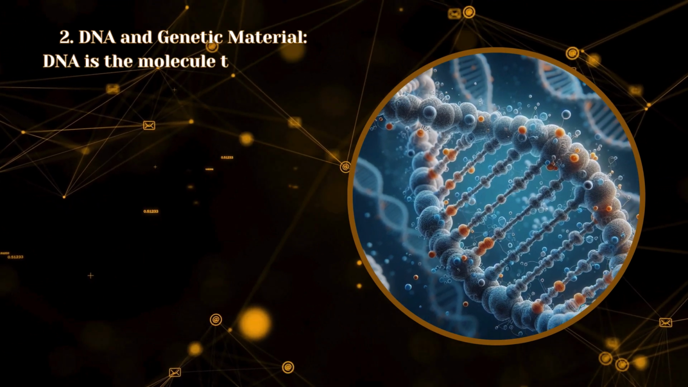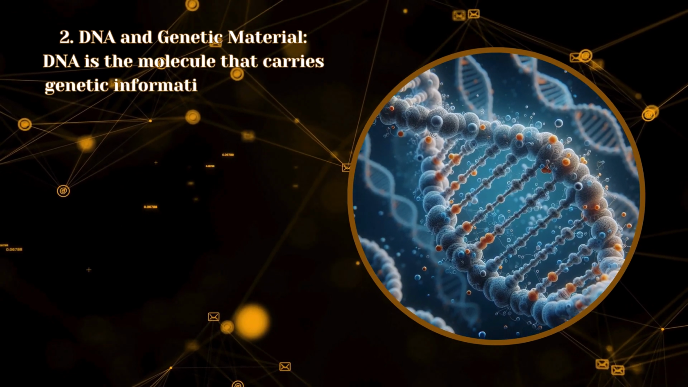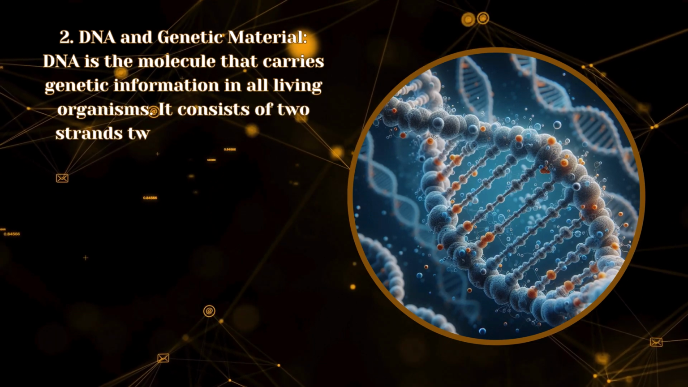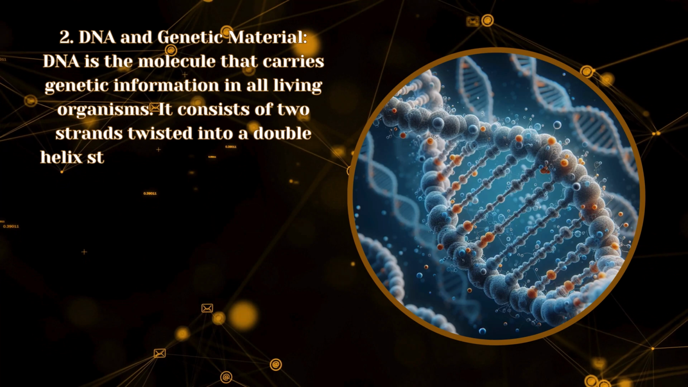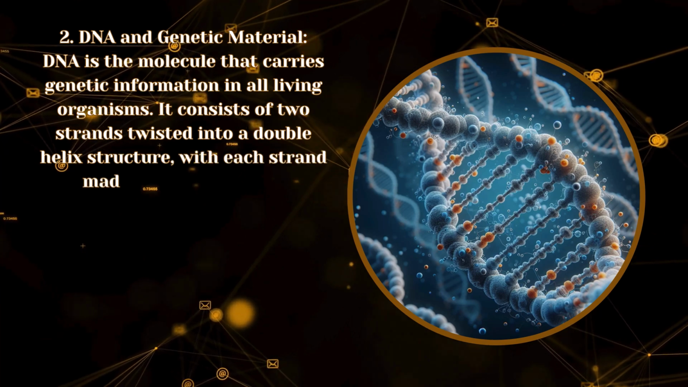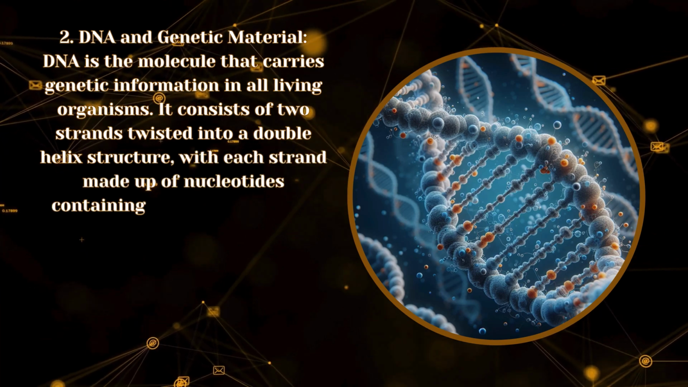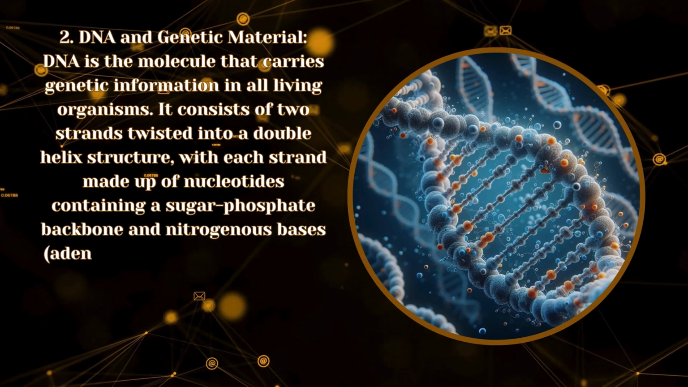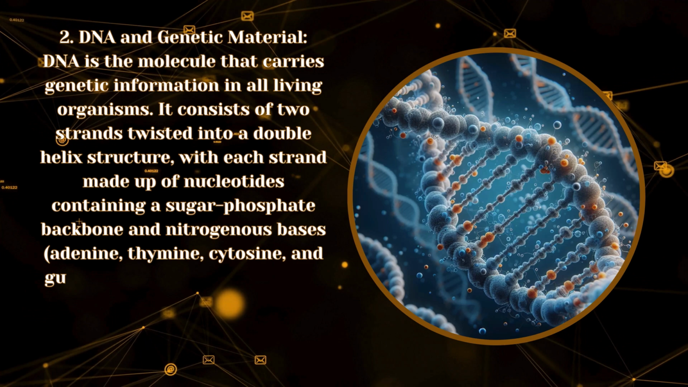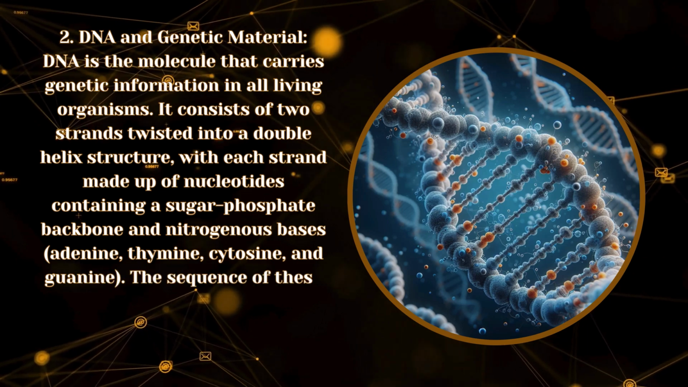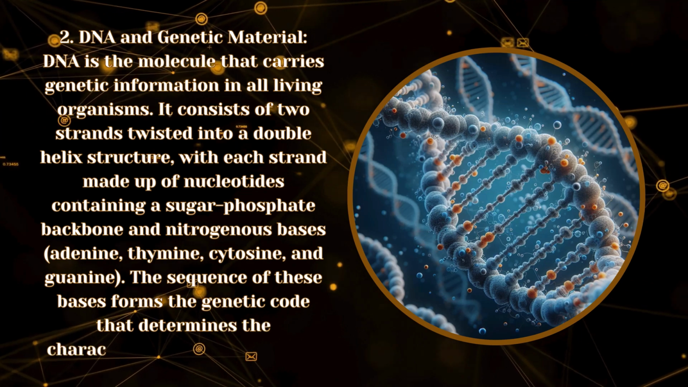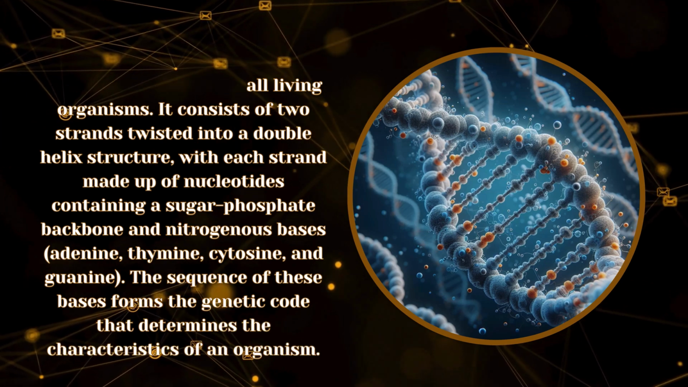DNA and genetic material. DNA is the molecule that carries genetic information in all living organisms. It consists of two strands twisted into a double helix structure, with each strand made up of nucleotides containing a sugar phosphate backbone and nitrogenous bases: adenine, thymine, cytosine, and guanine. The sequence of these bases forms the genetic code that determines the characteristics of an organism.